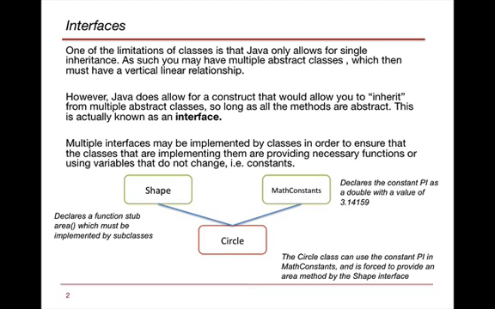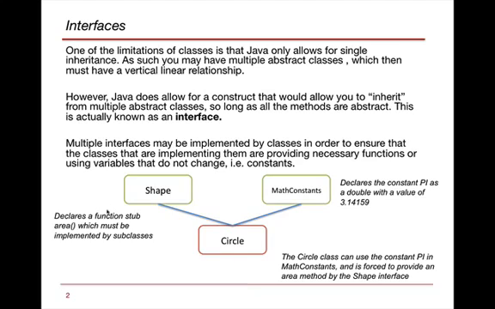But you may have multiple abstract classes. The diagram down below says we might have a shape class and we might have a math constants class that are separate. Java does allow for a construct that would allow us to inherit from these things so long as the methods are abstract and variables are constant. These are known as interfaces instead of classes. It's a way around this multiple inheritance problem.